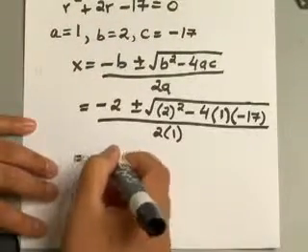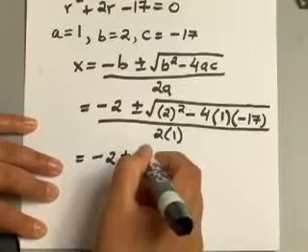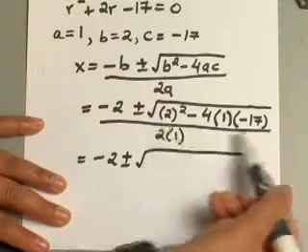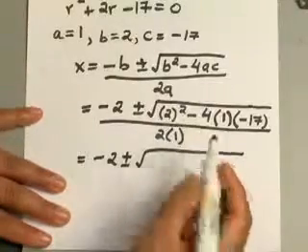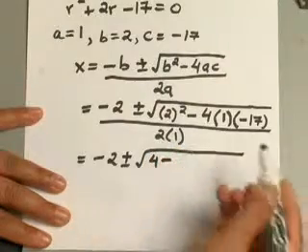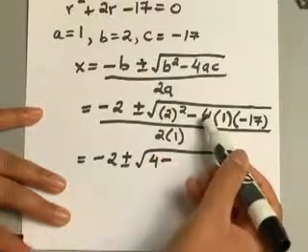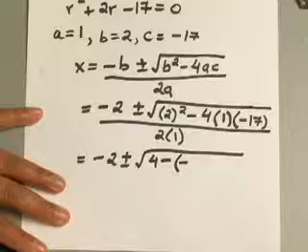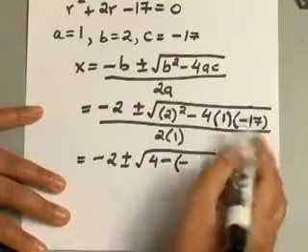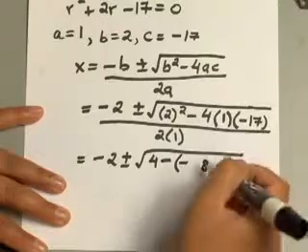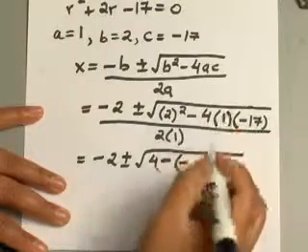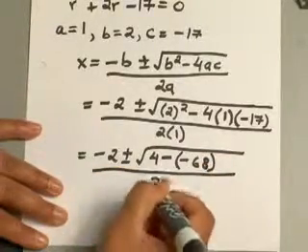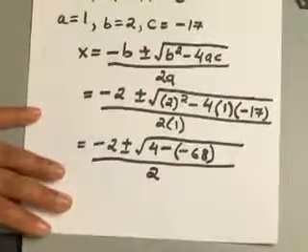Okay, and this will give us negative 2 plus or minus, because you just have that negative 2 from there. Now we'll go ahead and solve the radical. So you have 2 squared, which will be 4, minus, and go ahead and multiply 4 times 1 times negative 17, and that will be negative 68, and the whole thing over 2 times 1, which is 2.